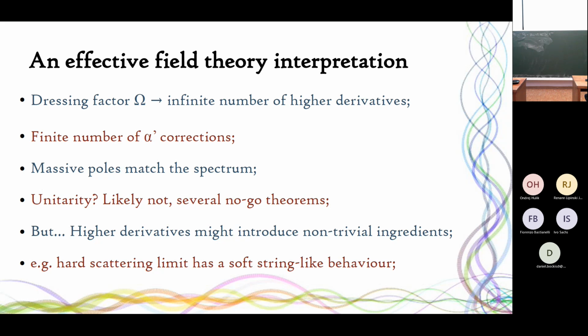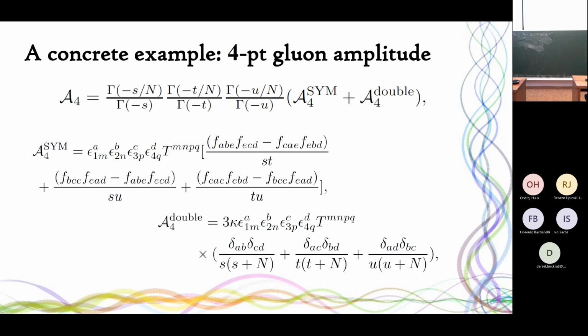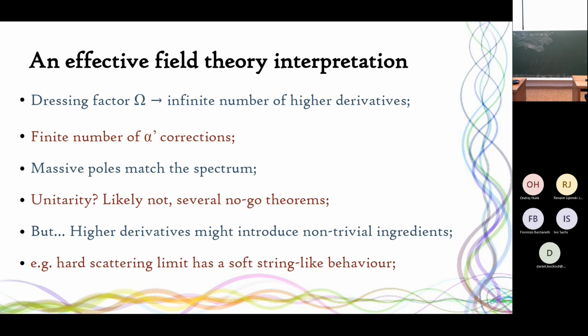And this is consistent with the higher spin literature. So you can ask about other nice properties, like unitarity. There are a lot of no-go theorems for this kind of amplitude, but I think some of them could be avoided because you still have this infinite number of derivatives. So in a way, you have no locality there. You could still have unitarity in these amplitudes, but it hasn't been proven. And these higher derivatives might introduce non-trivial ingredients that avoid the assumptions of the no-go theorems.